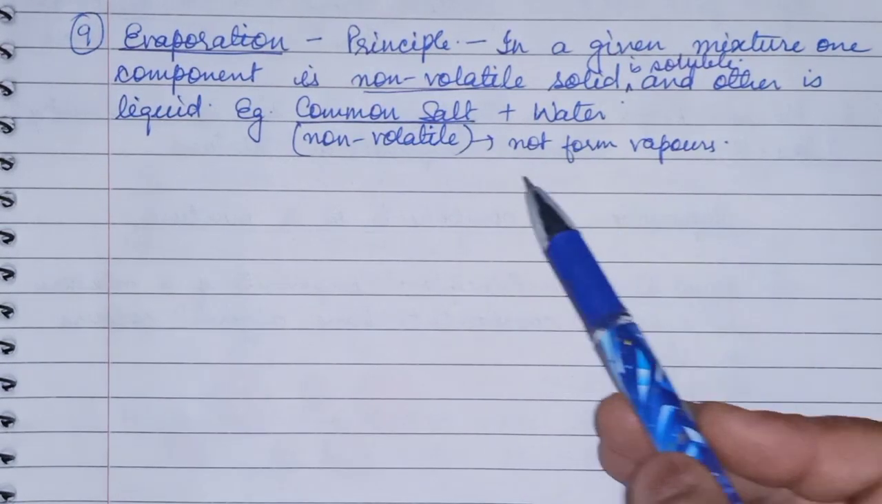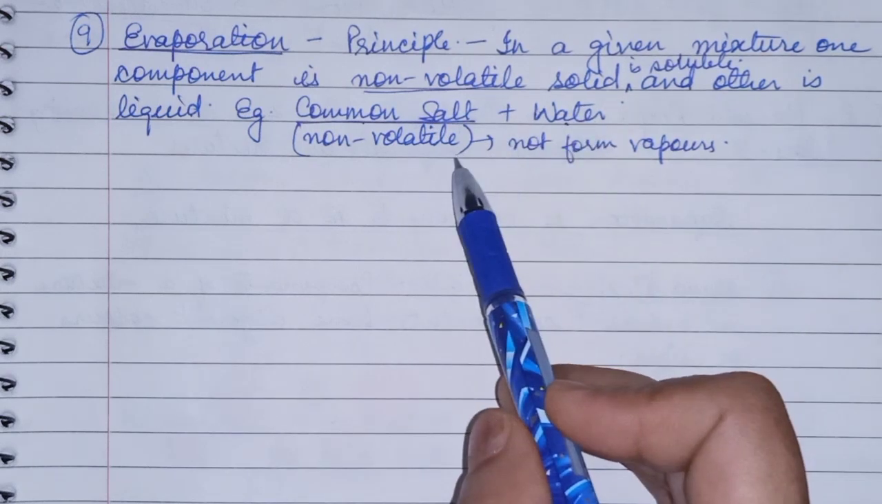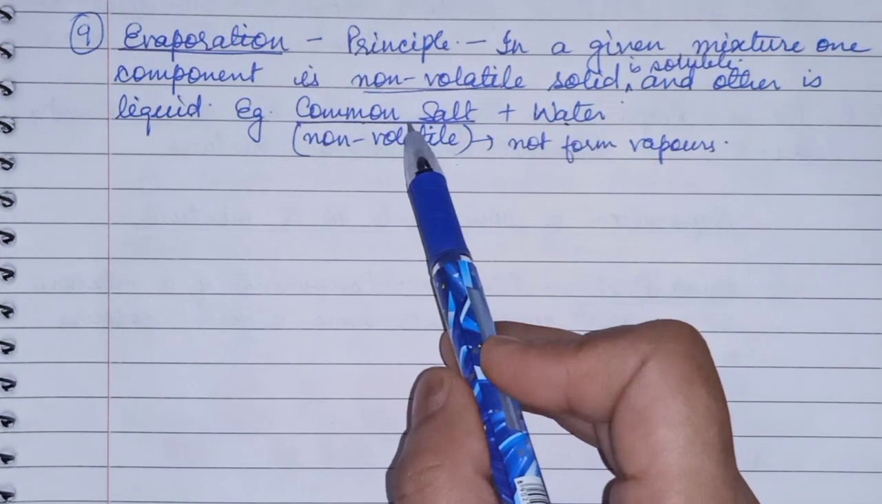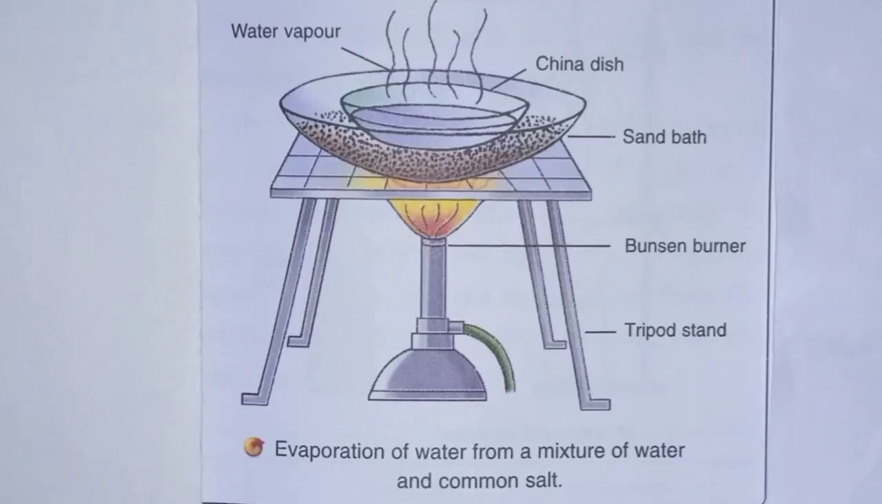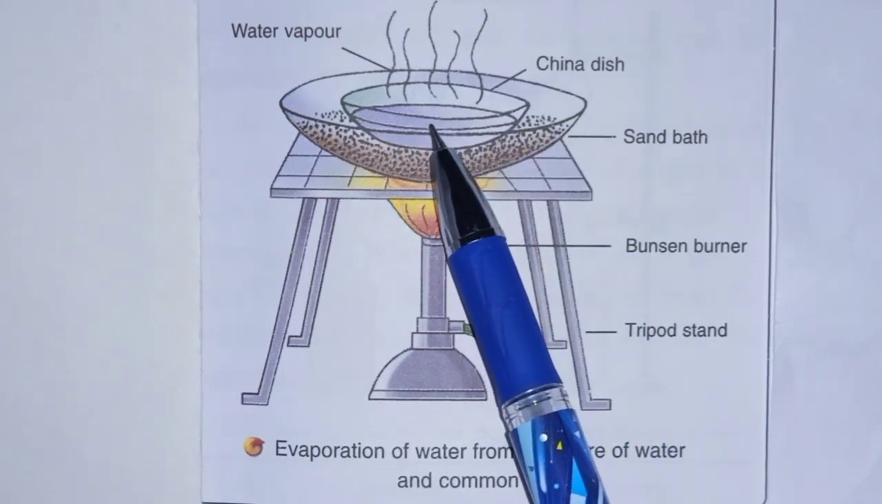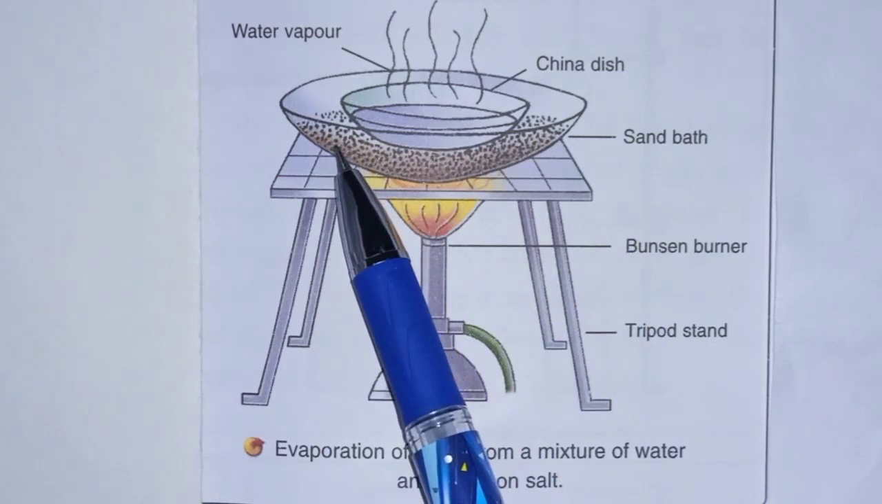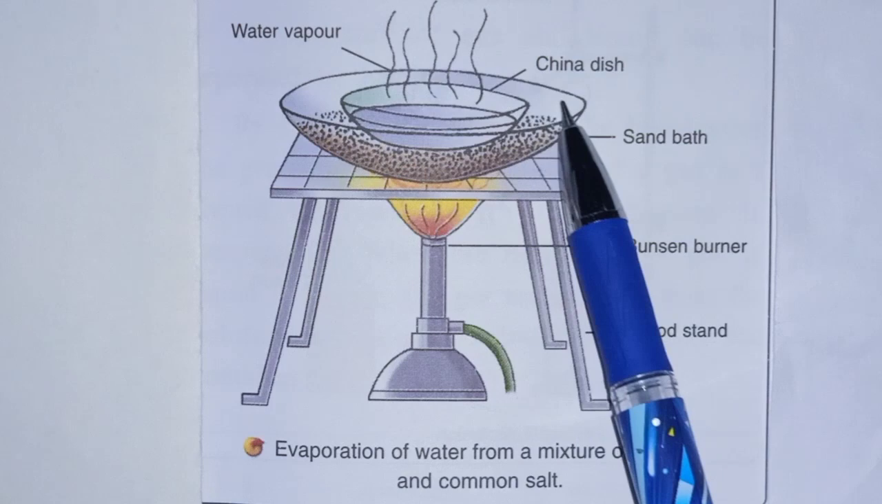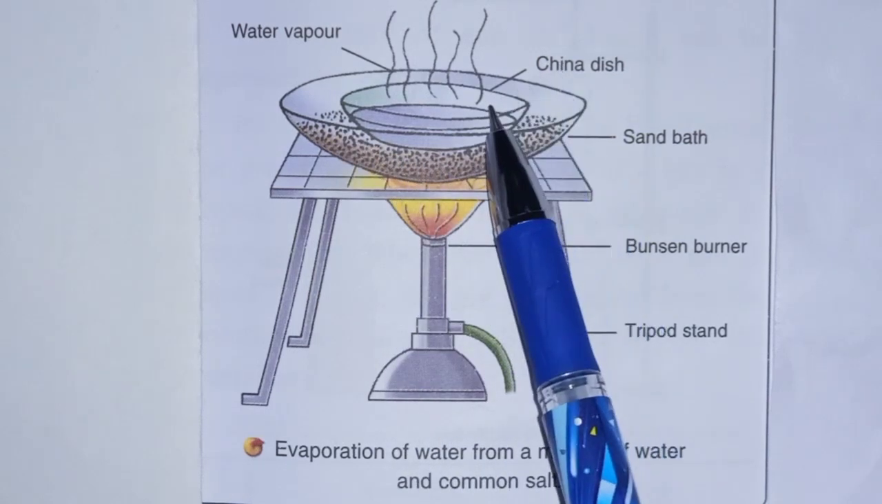What we will do, we will take the mixture of common salt and water and we will heat them together. What we will see, that common salt is left behind and water is evaporated. Now see how evaporation takes place. The mixture of common salt and water is taken in a china dish, and this china dish is placed over a sand bath. Sand bath means it is a dish in which sand is taken, and on that sand the china dish is kept.